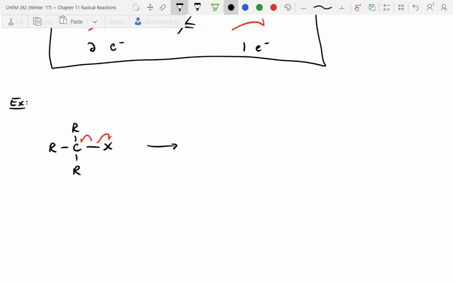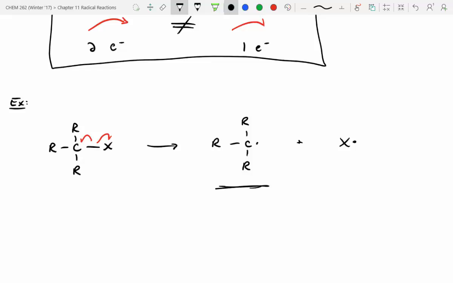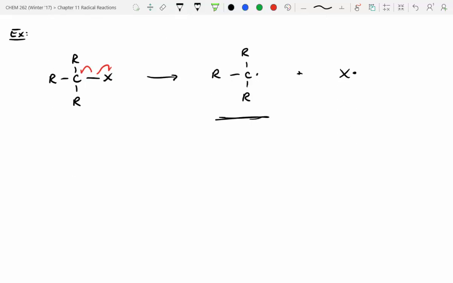What do you think this resulting product will be in terms of its geometry? We've got all three of these R groups, and we've got this unpaired electron plus this leaving group that's got an unpaired electron. But what's the geometry of this guy? Trigonal. So let's talk about it with your neighbor and see if you can come up with an agreement. Which geometry, molecular or regional?